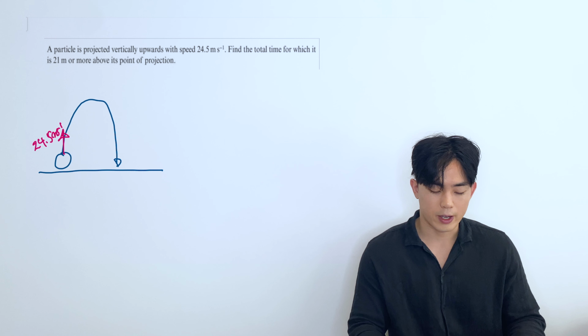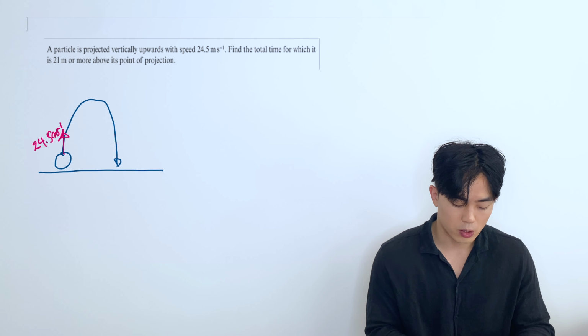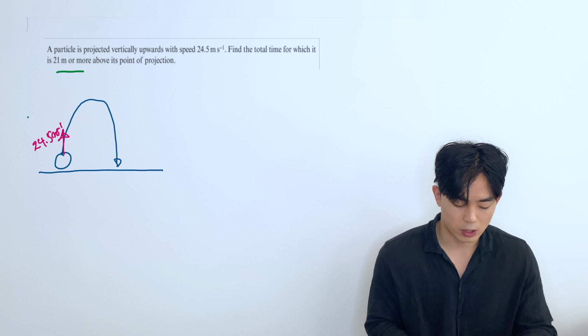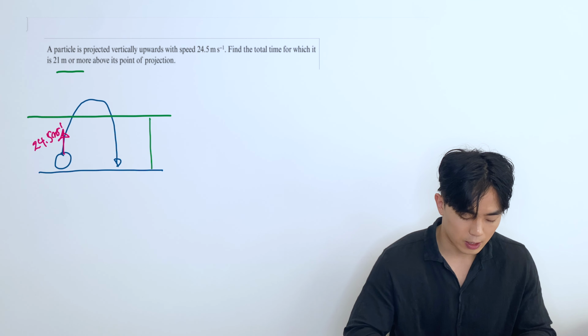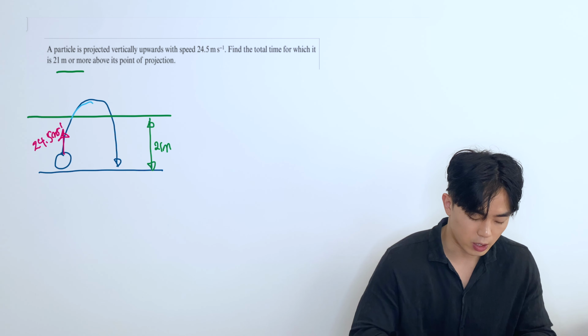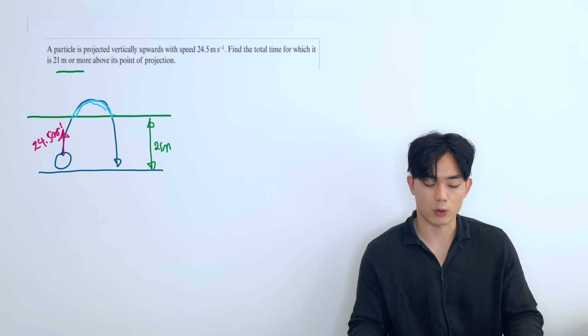And they want us to find the time for which it is 21 meters or more above the point of projection. So let's just draw a random line here. Let's say this distance is 21 meters. So the time they want is this interval here when it's above 21.